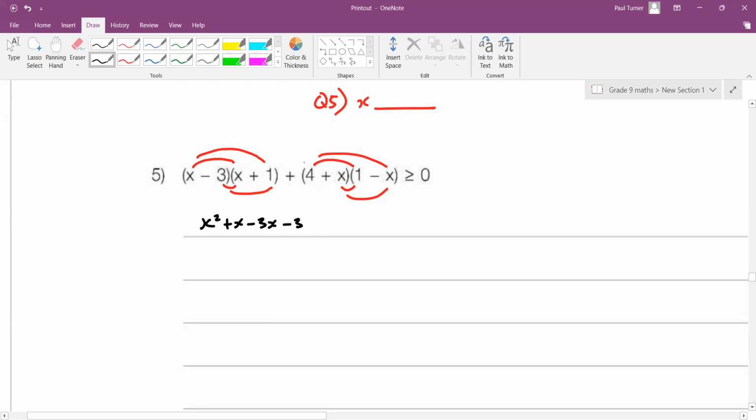Okay, so plus, and then do this side. 4 times 1, 4. 4 times minus x, minus 4x, x times 1, x, x times minus x, minus x squared, greater than or equal to 0. So just see what you can simplify here. Notice you've got x squared and minus x squared, so they will cancel out. So do that.